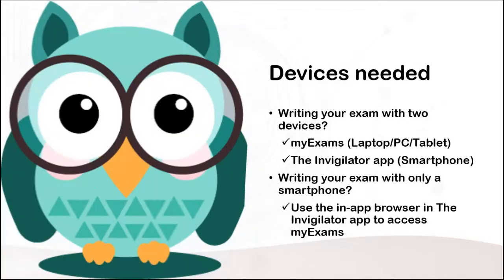Okay, so what devices are needed? So here are the options. If you've got 2 devices, that's great. That's the ideal situation. So you use myExams on your tablet or your PC or your laptop, and you run just the myExams side of things, but on your smartphone only, you run the Invigilating app. If you only have one device, then you pretty much do everything with the device itself. And we'll see how that works, okay?